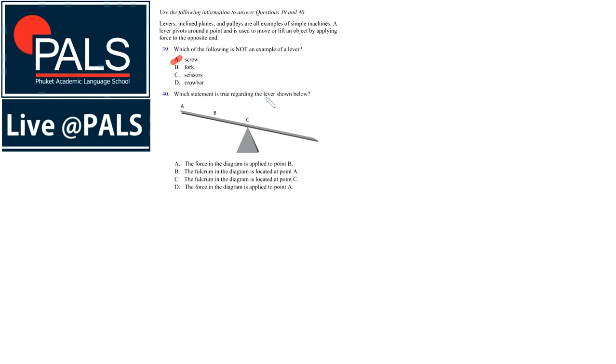Which statement is true regarding the lever shown below? The force in the diagram is applied to point B. The fulcrum in the diagram is located at point A. The fulcrum in the diagram is located at point C. The force in the diagram is applied to point A. Okay, that is a bit of a strange question. We don't see any force applied. It's possible to apply a force on C. It's possible to apply a force on A.